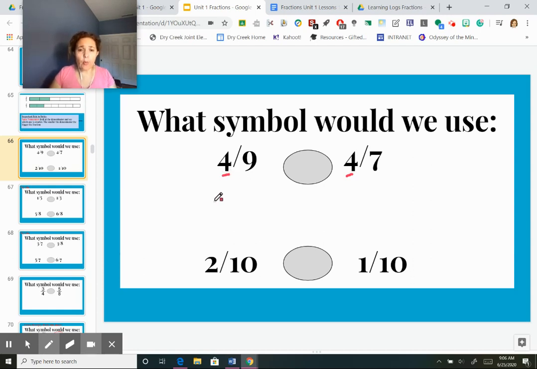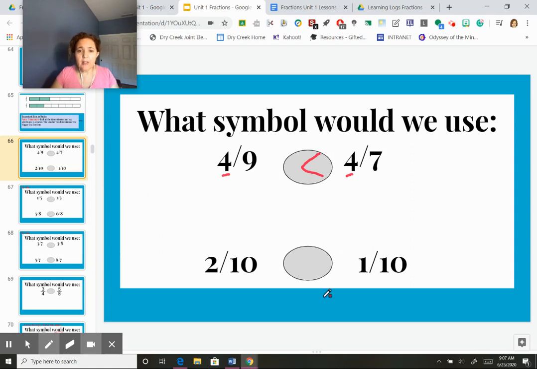So do you remember what we said about if they have the same numerator? What do we do? Same numerator, look at the denominator, right? The smaller the denominator, the bigger the piece. So 4/7 is bigger. Think about it this way. This is divided up into 7 pieces and you're getting 4 of the 7 pieces. This one's divided up into 9 pieces and you're getting 4 out of the 9. So you're getting more with 4 out of 7.